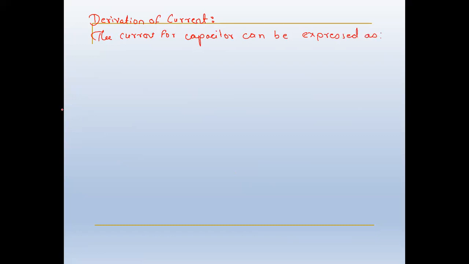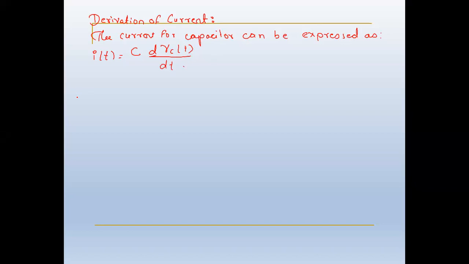Now, the next point that we should continue with is the derivation of current. To start with, the current for the capacitor can be expressed as I(t) is equal to C into dVc(t) by dt.